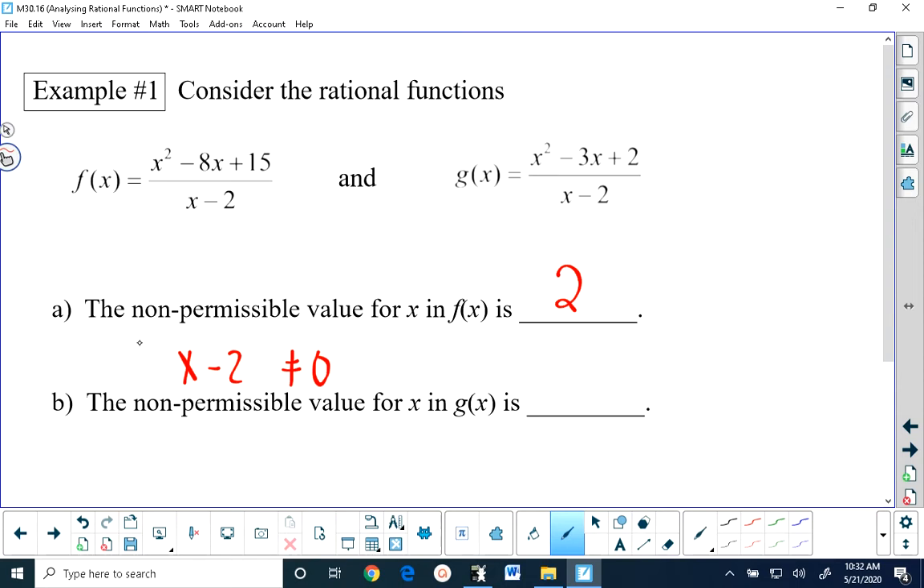And we would do the same thing for g of x. I don't think you need to write it twice, but g of x also has a denominator of x minus 2, which means x is not allowed to be 2. The reason is that if x were 2, both of these functions would have 0 in the denominator, and that's not allowed. You're not allowed to divide by 0.